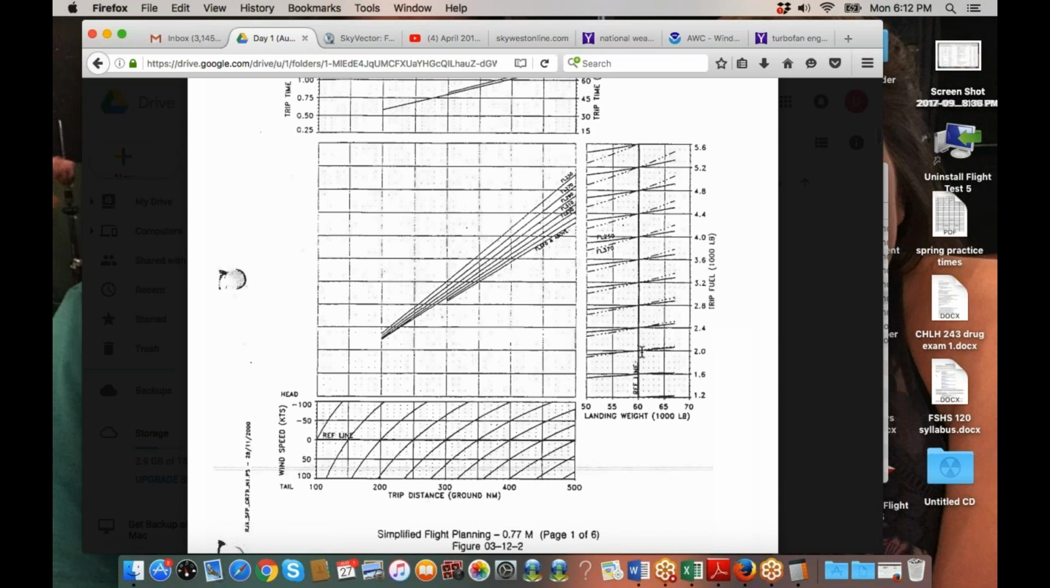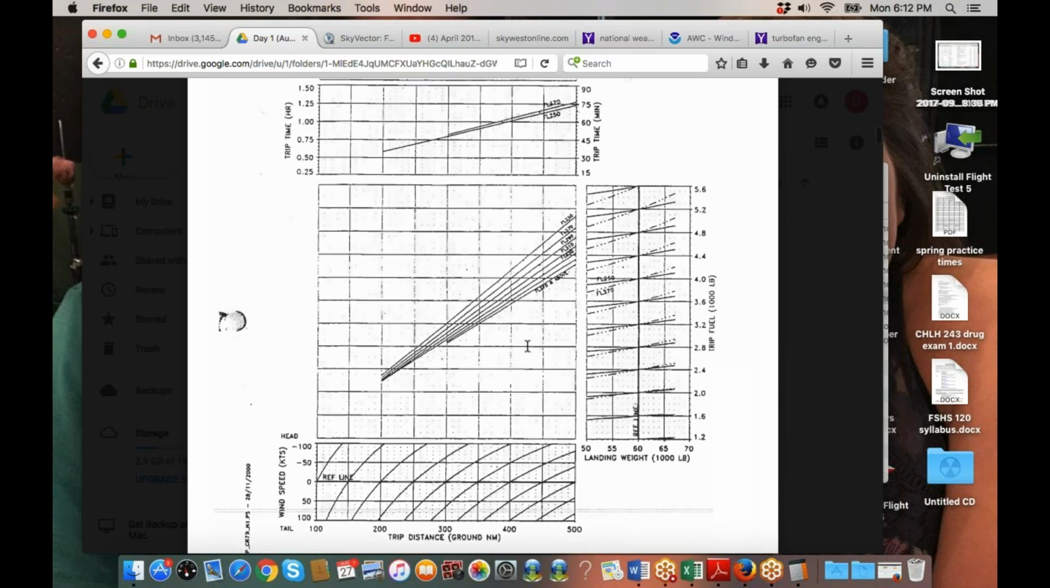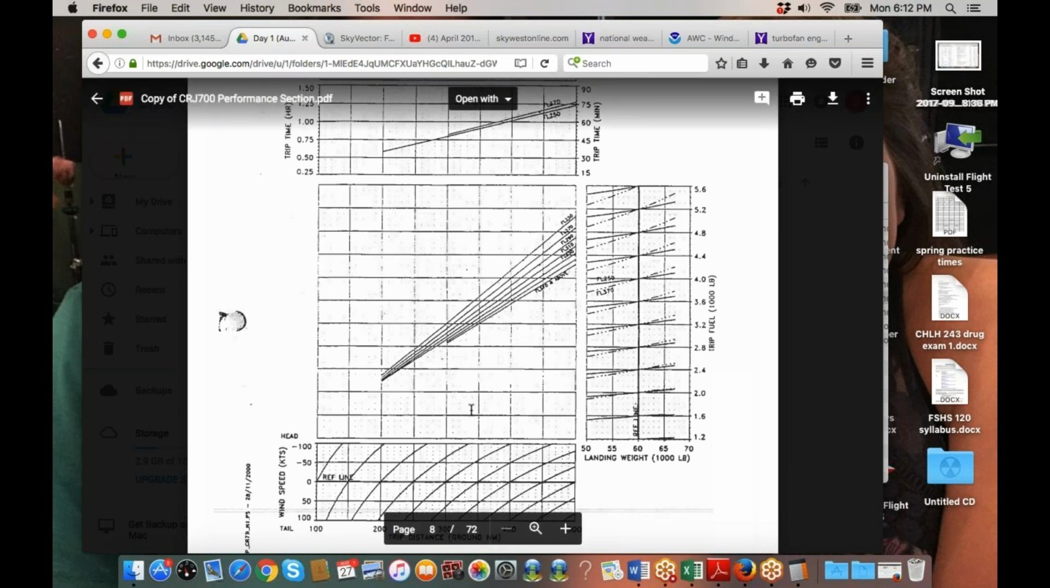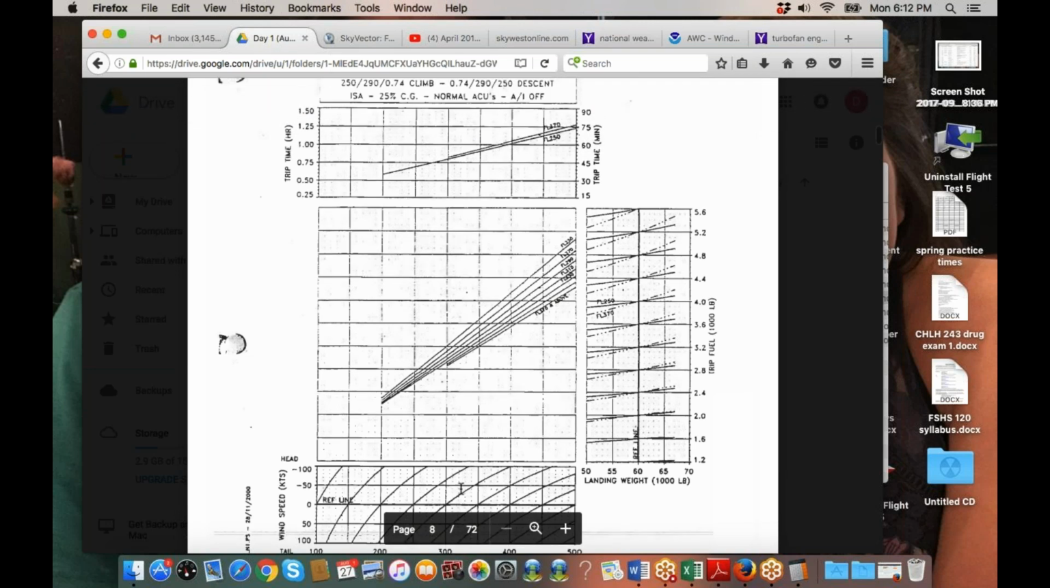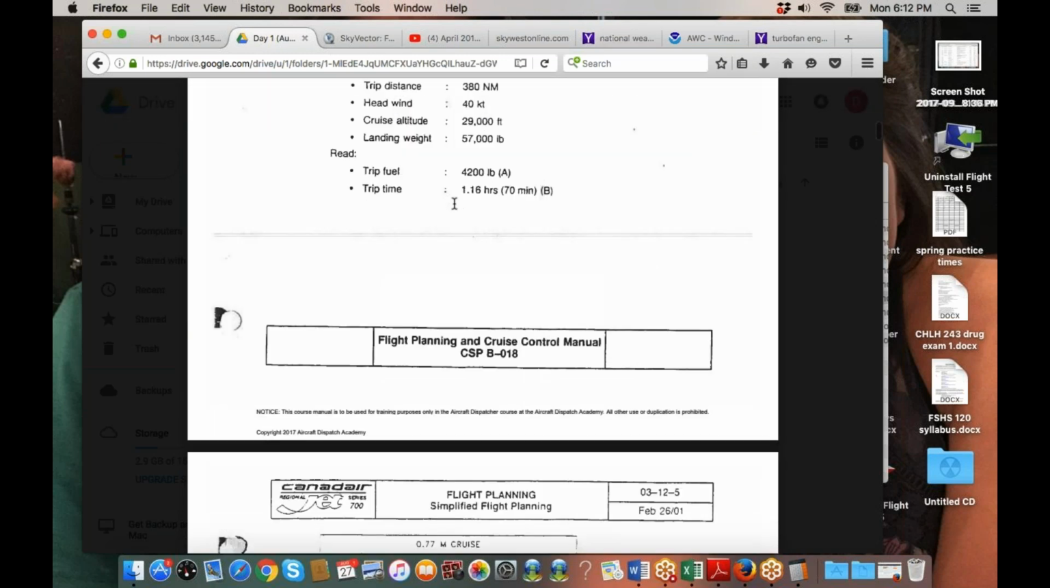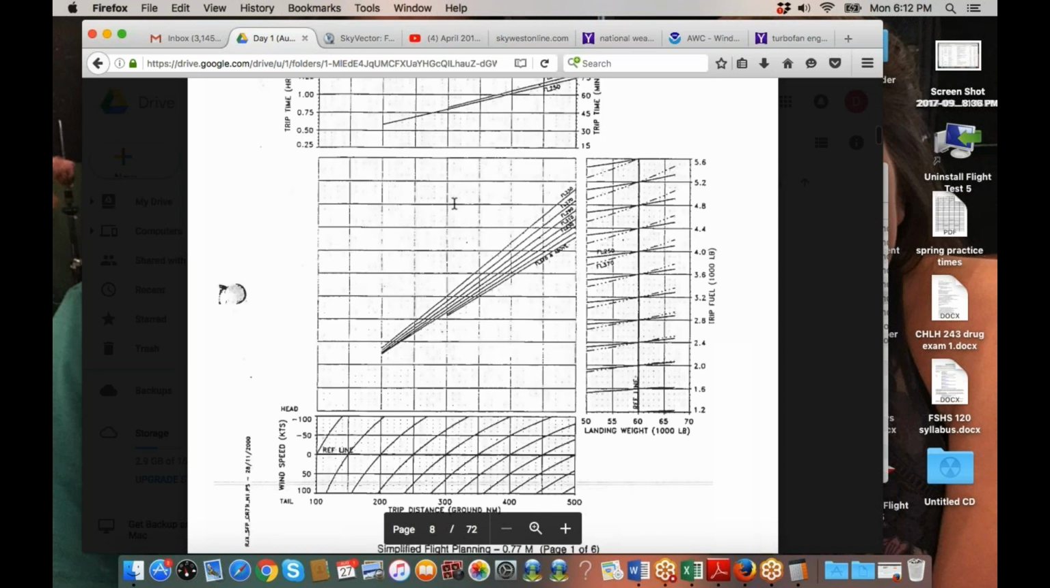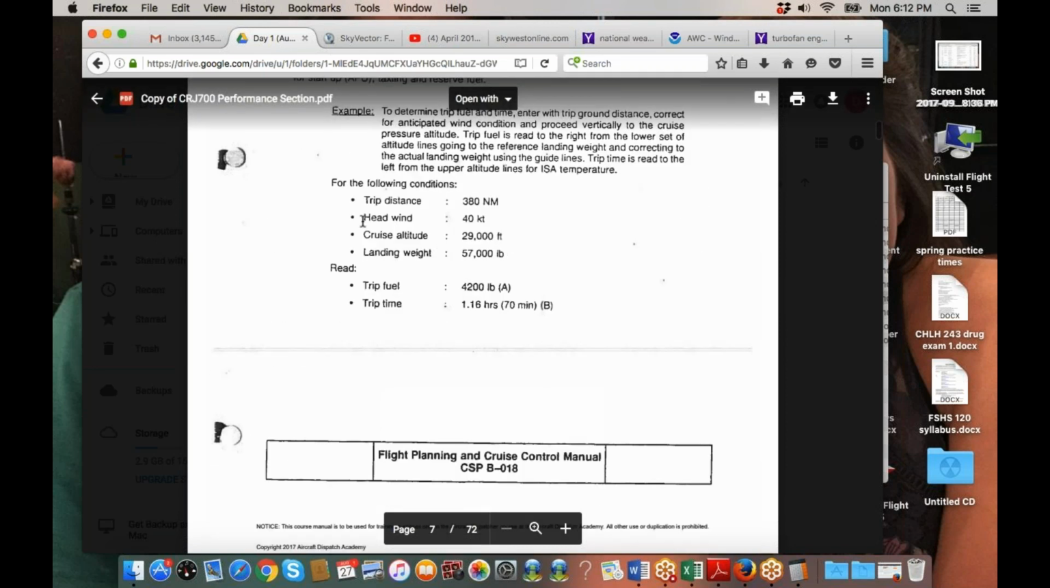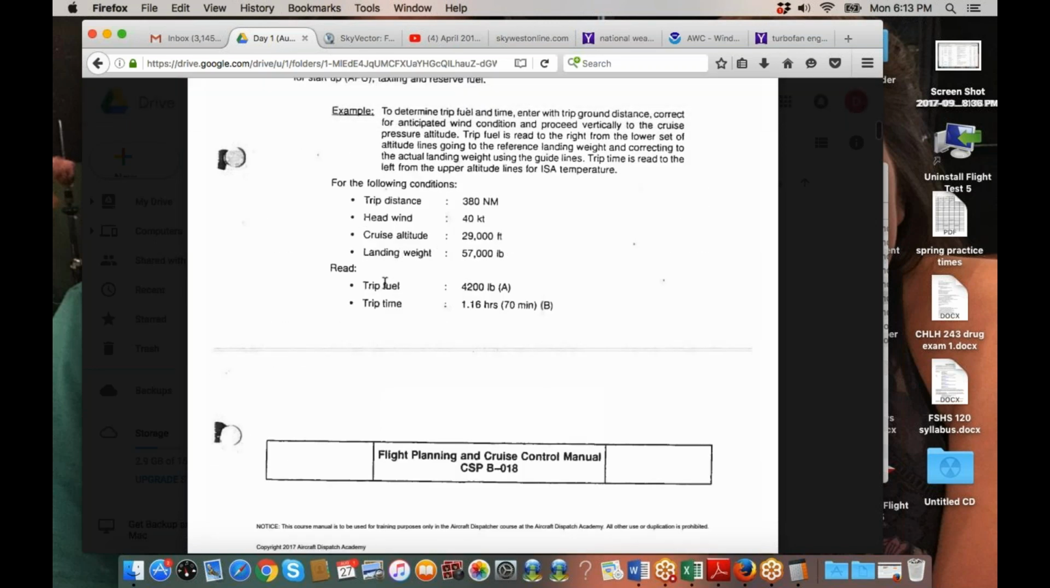These are totally readable, I promise, but they're not that readable. Let me show you with the example they've got up here. Basically this is going to show us a rough layout of what our trip fuel and trip time should be.